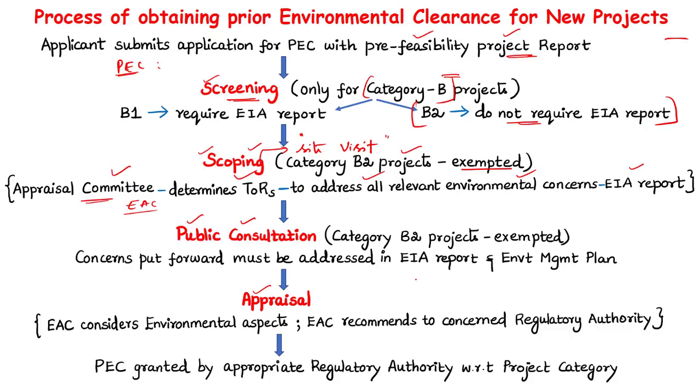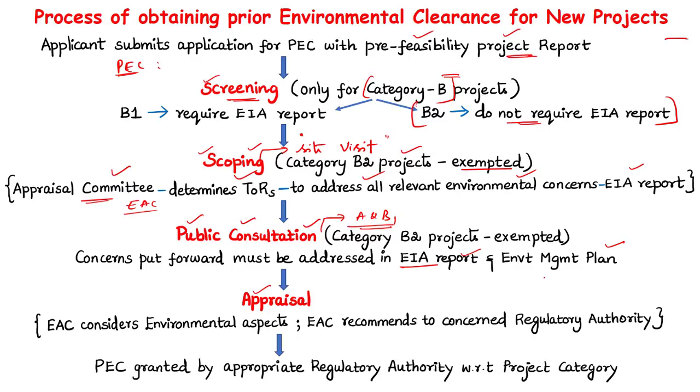See, this stage involves consultation with the affected persons of the proposed project. The consultation will be on the effects of the project on the affected persons. See, usually public consultation is required for all category A projects and category B1 projects with some exceptions. The importance of this consultation is that the concerns put forward during the public consultation process must be addressed in the environmental impact assessment report and also in the environmental management plan.